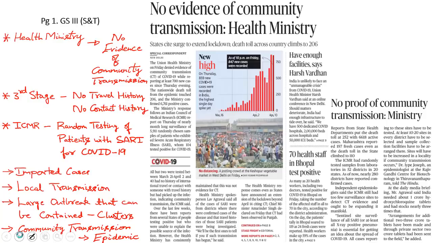Let's take up the analysis of today's The Hindu newspaper. The Union Health Ministry has said that there is no evidence available to indicate community transmission of the COVID-19 pandemic.